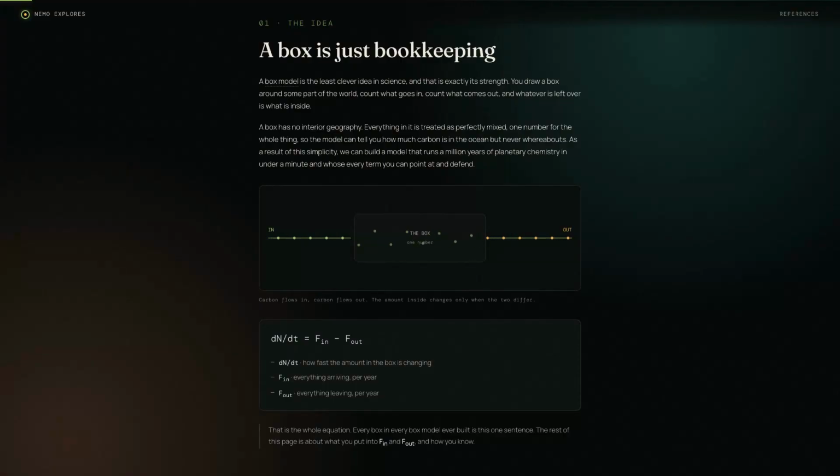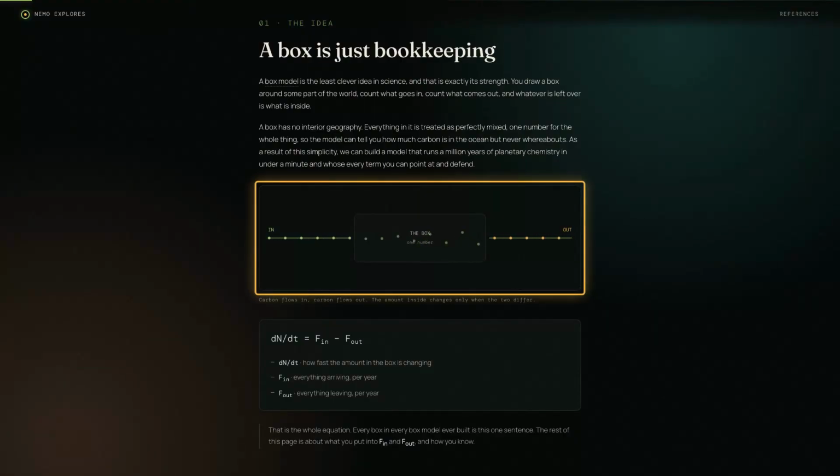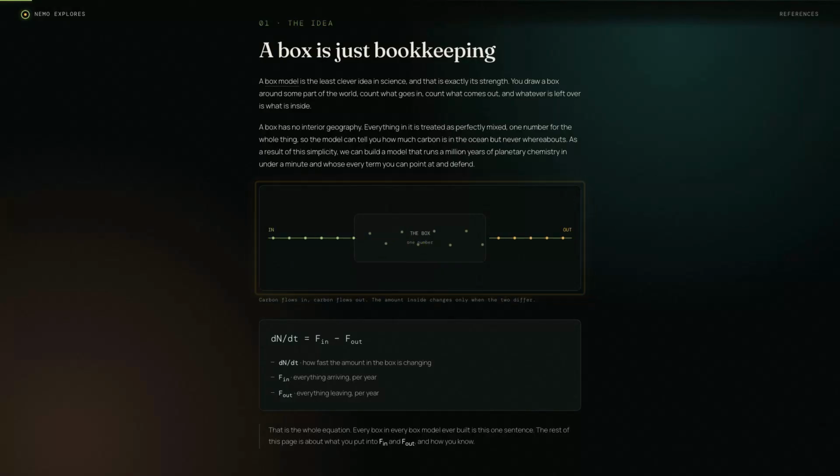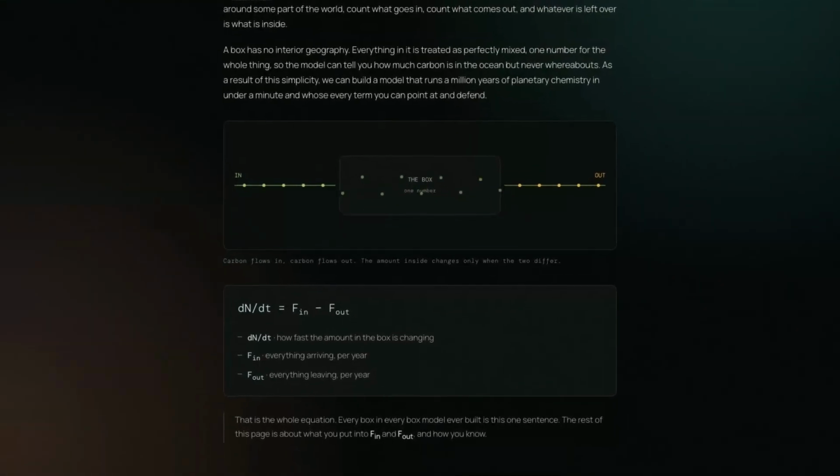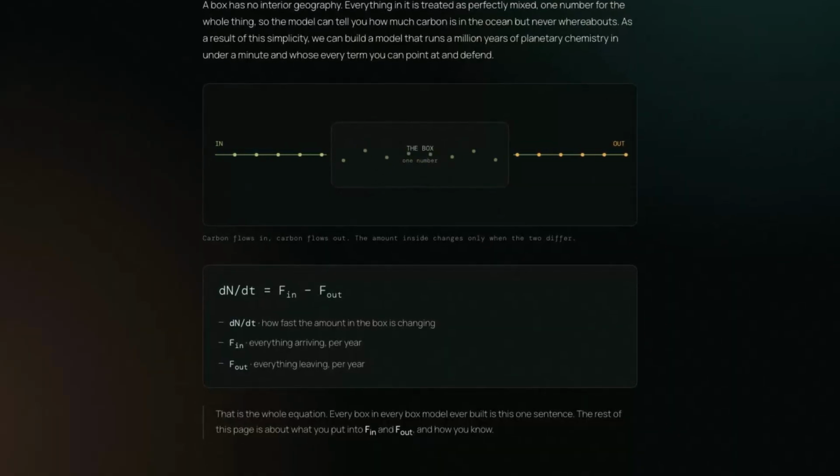Draw a box around some part of the world. Count what goes in. Count what comes out. Whatever is left over is what is inside. That is the whole equation. And every box in every box model ever built is that one sentence.